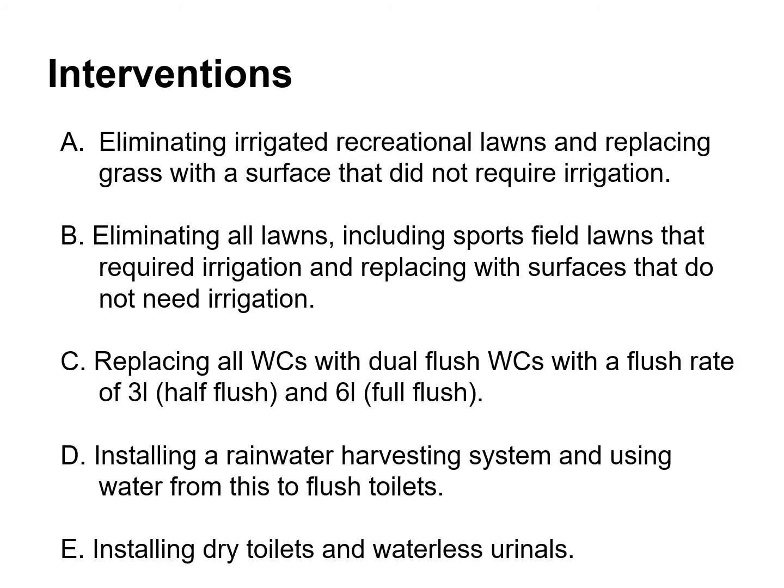What we then did was identify 5 different interventions that we could try to use to reduce water consumption at the school. So the first is reducing irrigated recreational lawns. The second is eliminating all lawns, all irrigated areas, including sports fields. The third is replacing all the toilets with dual flush toilets, so much lower flush rates.